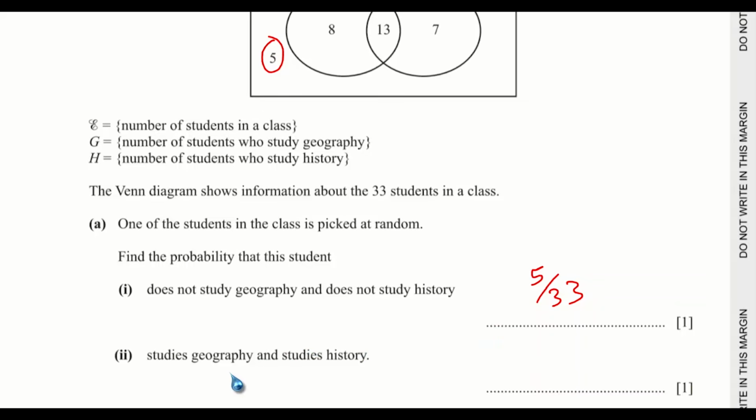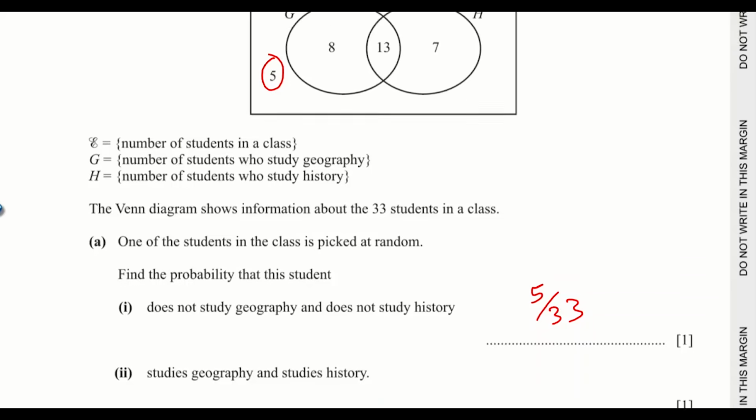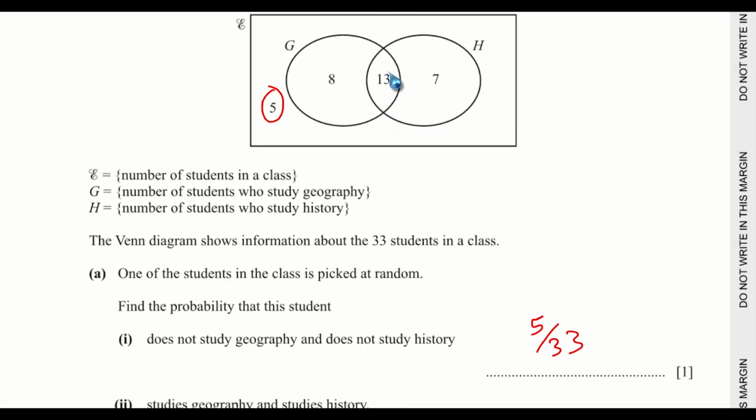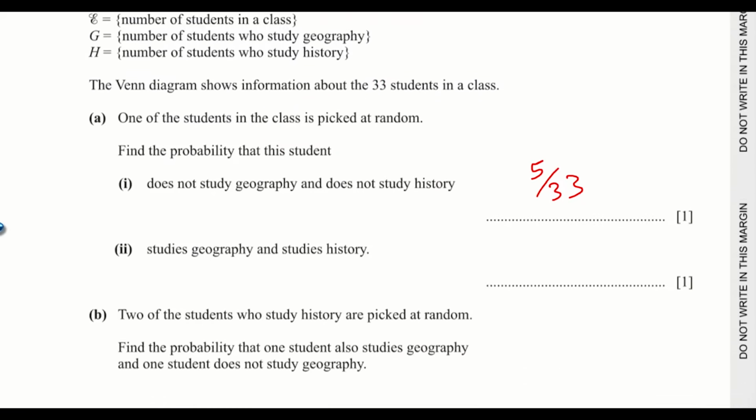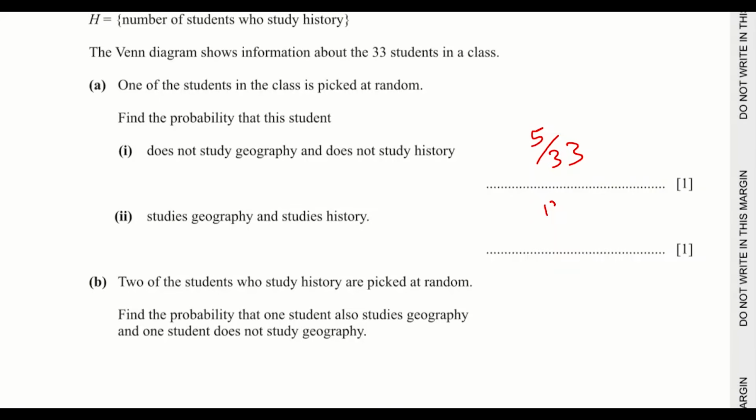Then find the probability that this student studies geography and studies history. If you go to geography and history together, it will be 13 out of 33. Then part B: 2 of these students who study history are picked at random. Find the probability that one student also studies geography and one student does not study geography.